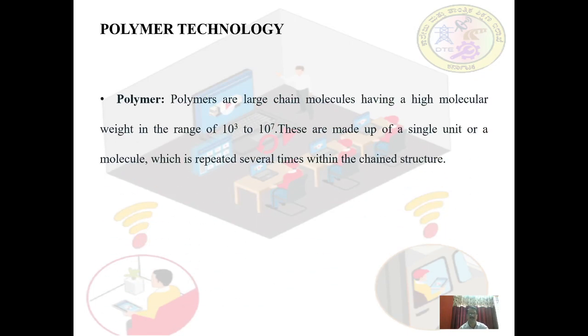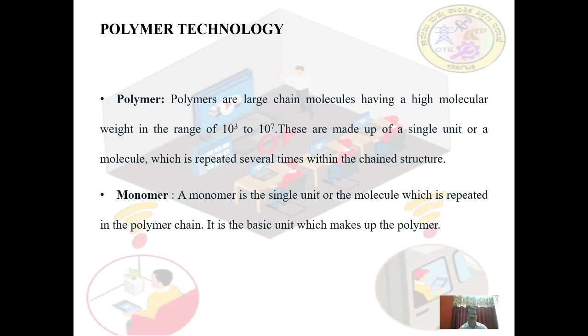First one is polymer. Polymers are large chain molecules having a high molecular weight in the range of 10 to the power 3 to 10 to the power 7. These are made up of a single unit or a molecule that is repeated several times within the chain structure, that is called polymer. Then monomer. A monomer is a single unit or a molecule which is repeated in the polymer chain. It is the basic unit which makes the polymer.